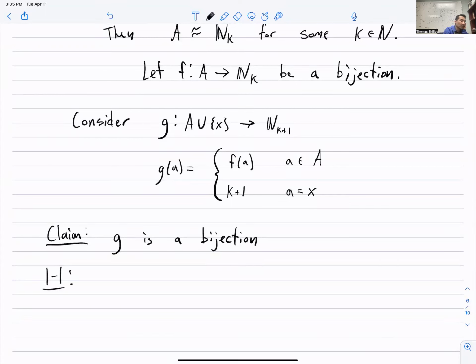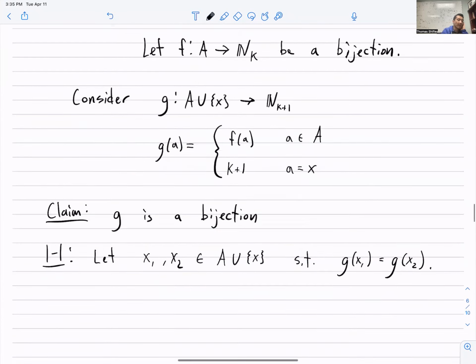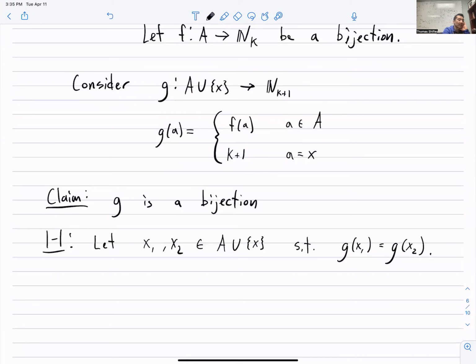So why is it 1-to-1? Let X1, X2 be elements of A union X such that G of X1 is equal to G of X2. Okay, so there's some cases here. Basically, if one of these is X, then the fact that these two are the same... So I'm going to do it in two cases. Case one, where neither of them, X1, X2, is equal to X. So they're just in A and they're not X.